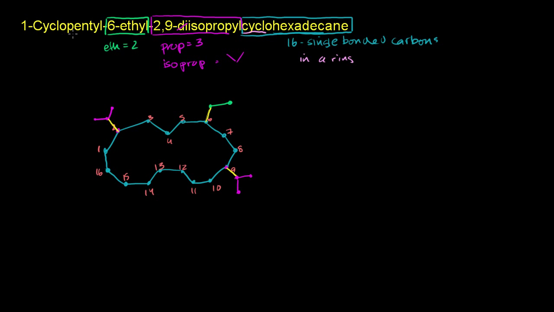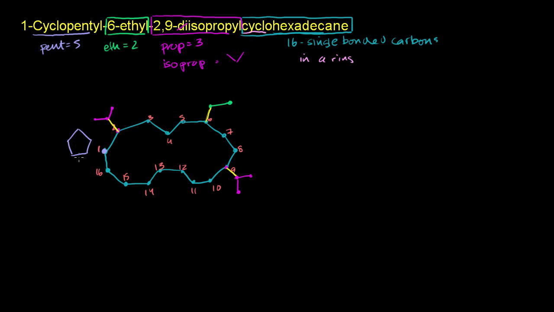And then finally, we have a cyclopentyl. Cyclopentyl. So if we look at, let me find a color I haven't used yet. Let's see, I've already used this here. Cyclopentyl. So pent is 5, but it's 5 in a cycle. So this is a 5-carbon ring that's branching off of the main ring, and it's at the first spot. So let me draw a 5-carbon ring. So pent is equal to 5. So it would look like this. 1, 2, 3, 4, 5. It looks just like a pentagon.